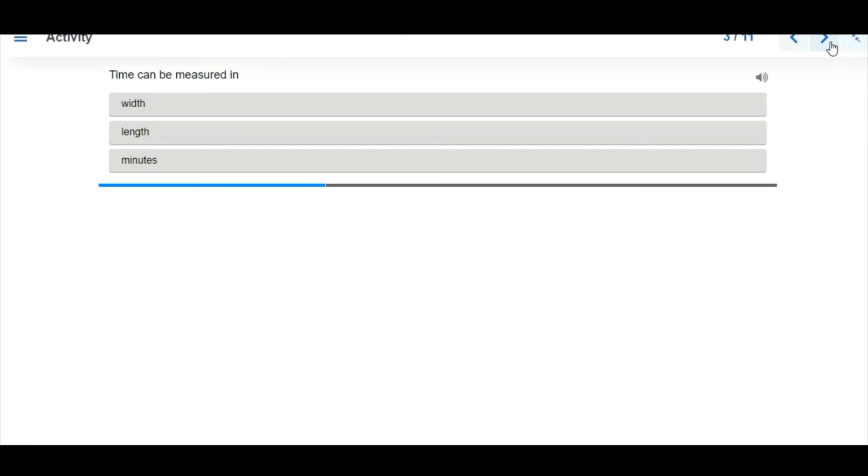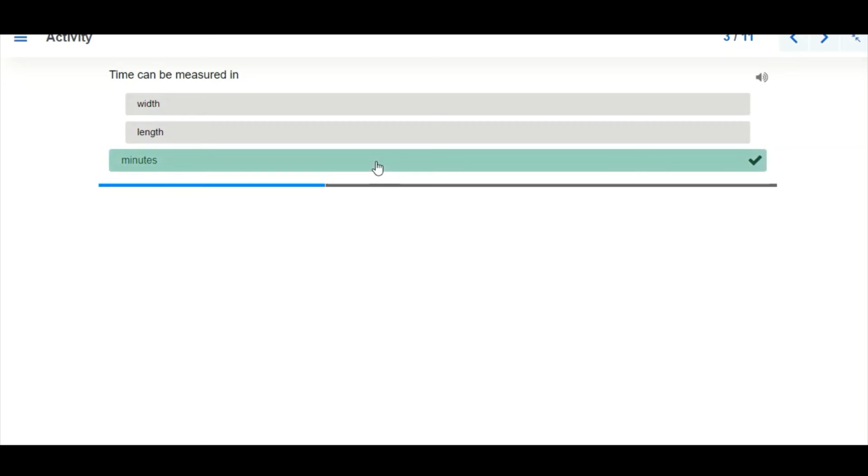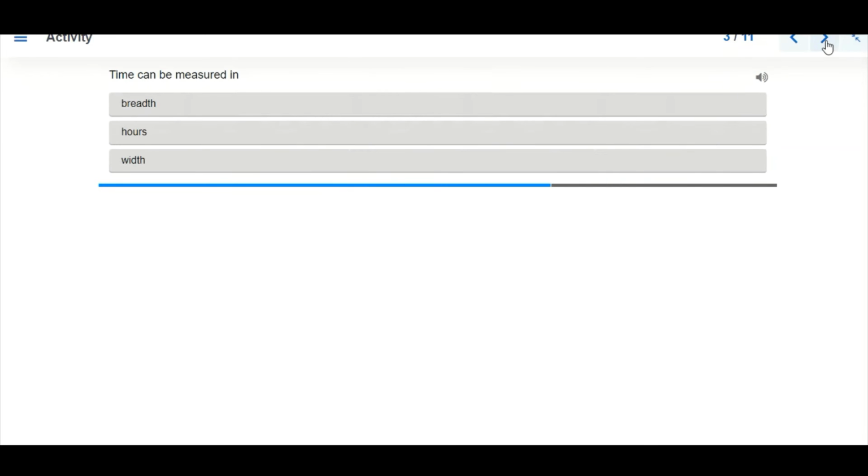Now let's look at the activities we have here. Time can be measured in what? Time can actually be measured in minutes. Let's check if you are right. Time can be measured in minutes. So we're right.